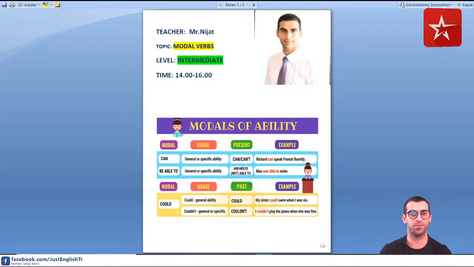I will be here for 2 hours, from 2 to 4 p.m., and I will be talking about modal verbs like modals of ability: can, could and be able to. And also we will review all modal verbs in English.